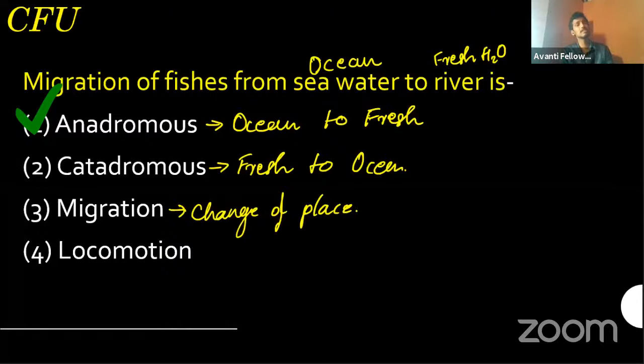Okay, so migration is a very general form. I'm not saying migration is wrong. Migration is correct, but anadromous migration is more accurate. Migration doesn't specify from where to where, or how. Yes, seasonal movement of organisms. That's also correct, right? So it may be seasonal or it may be for any particular events. All those things will happen.